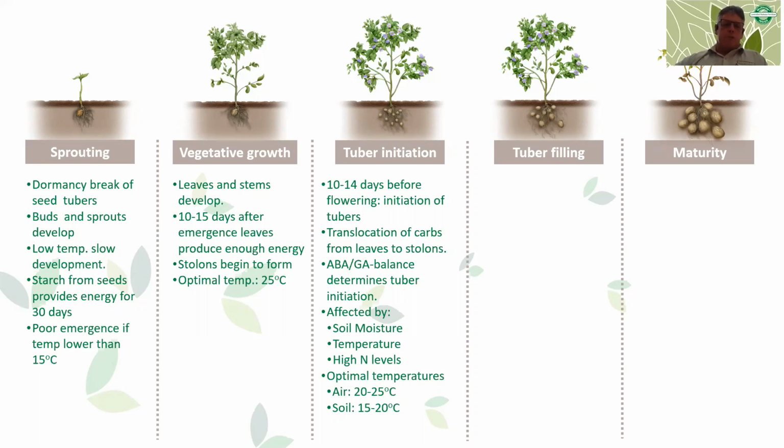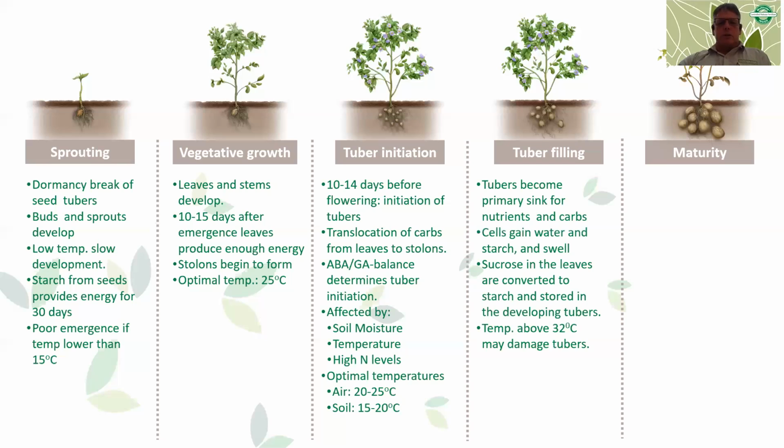At this stage, your abscisic acid and gibberellic acid balance, your hormone balance in the plant, has to change. Gibberellic acid encourages vegetative growth, and your abscisic acid encourages reproductive growth. So you're wanting high abscisic acid, low gibberellic acid at the time of initiation. And this is affected by soil moisture, soil temperature, and also high N levels. And we will talk more on that later. Optimal temperatures for your air, 20 to 25 degrees, your soil, 15 to 20 degrees for good tuber initiation.